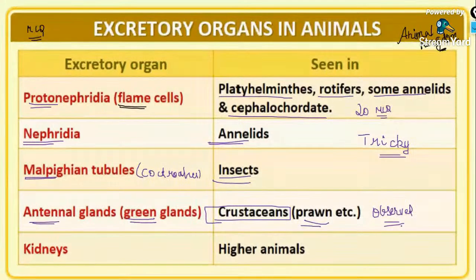Below the antenna, you have some antennae in case of the prawn, which you eat. So you may see a green colored portion in their head region, which is referred to as a green gland. Near the antennae, you will have the green gland. Next, the last topic is the kidney, which is found in the higher organisms, including human beings. Including humans, you will have the excretory organ as the kidney.